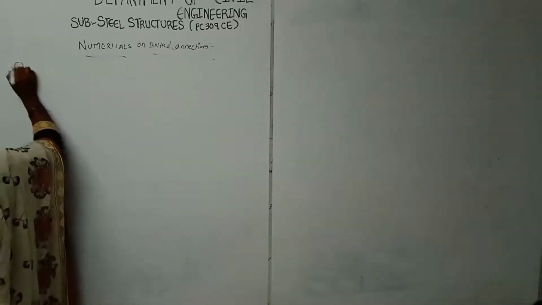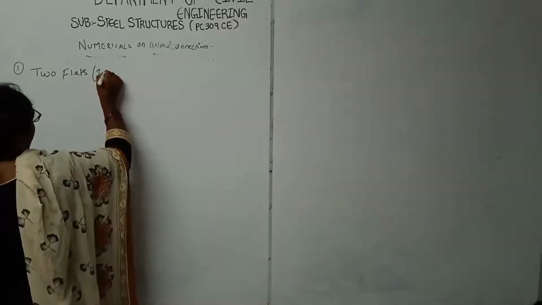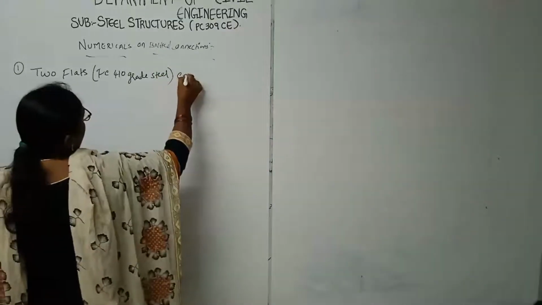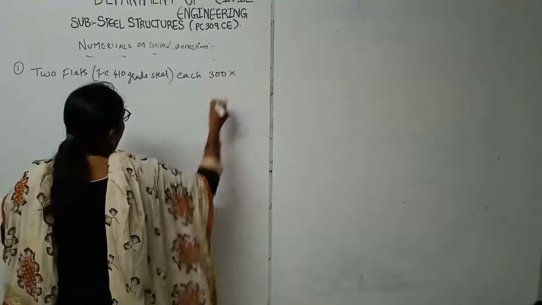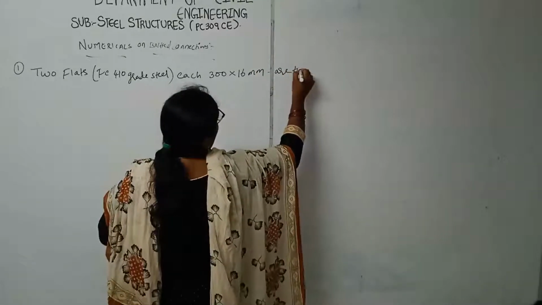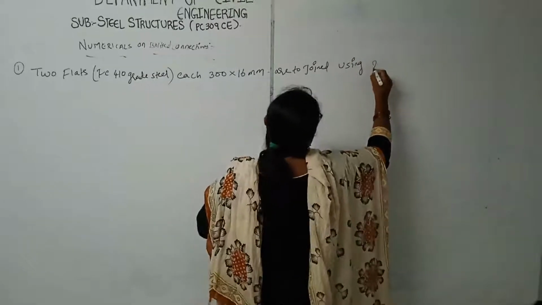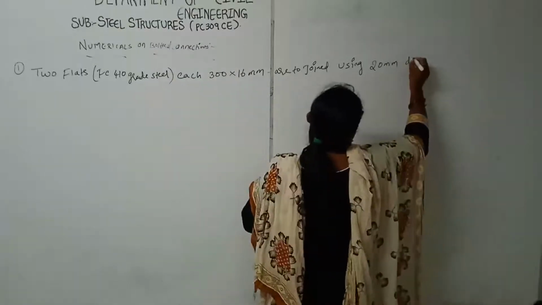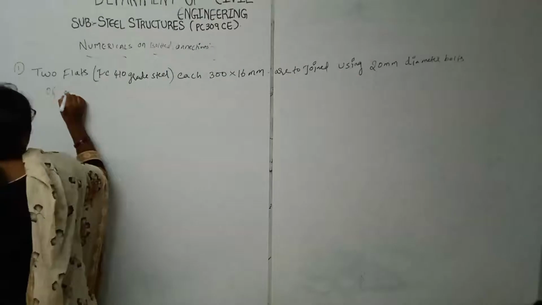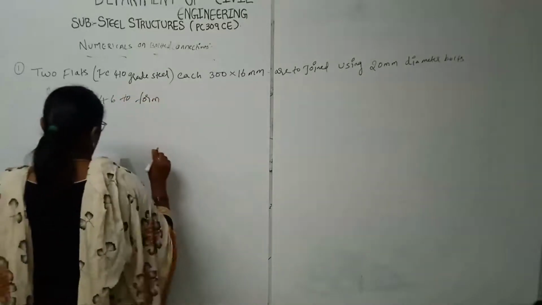First problem: two flats of Fe410 grade steel, each 300 by 16 mm, are to be joined using 20 mm diameter bolts of grade 4.6 to form a lap connection.